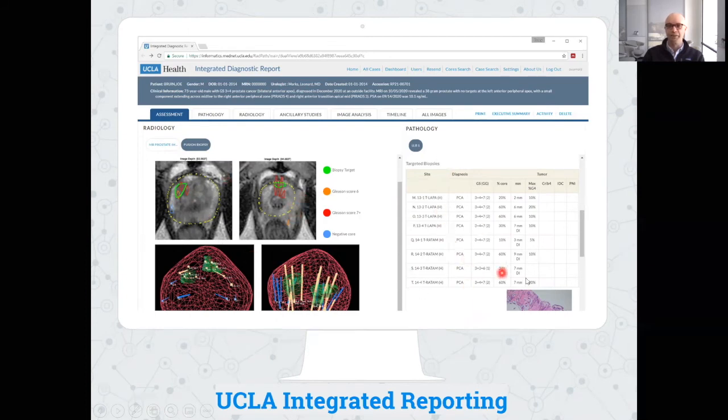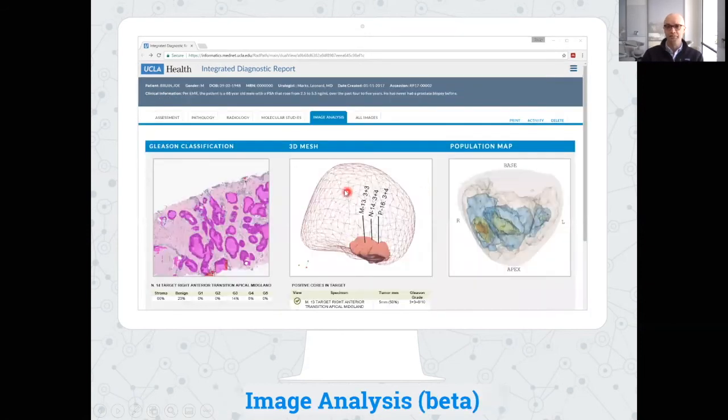Here's the corresponding pathology report for this patient. The goal of this report is to bring the most salient information to the fore to allow the clinician to quickly get up to speed in a patient's case and maybe even share the data directly with the patient. It also gives us a platform for beginning to integrate some of our machine learning results into practice.